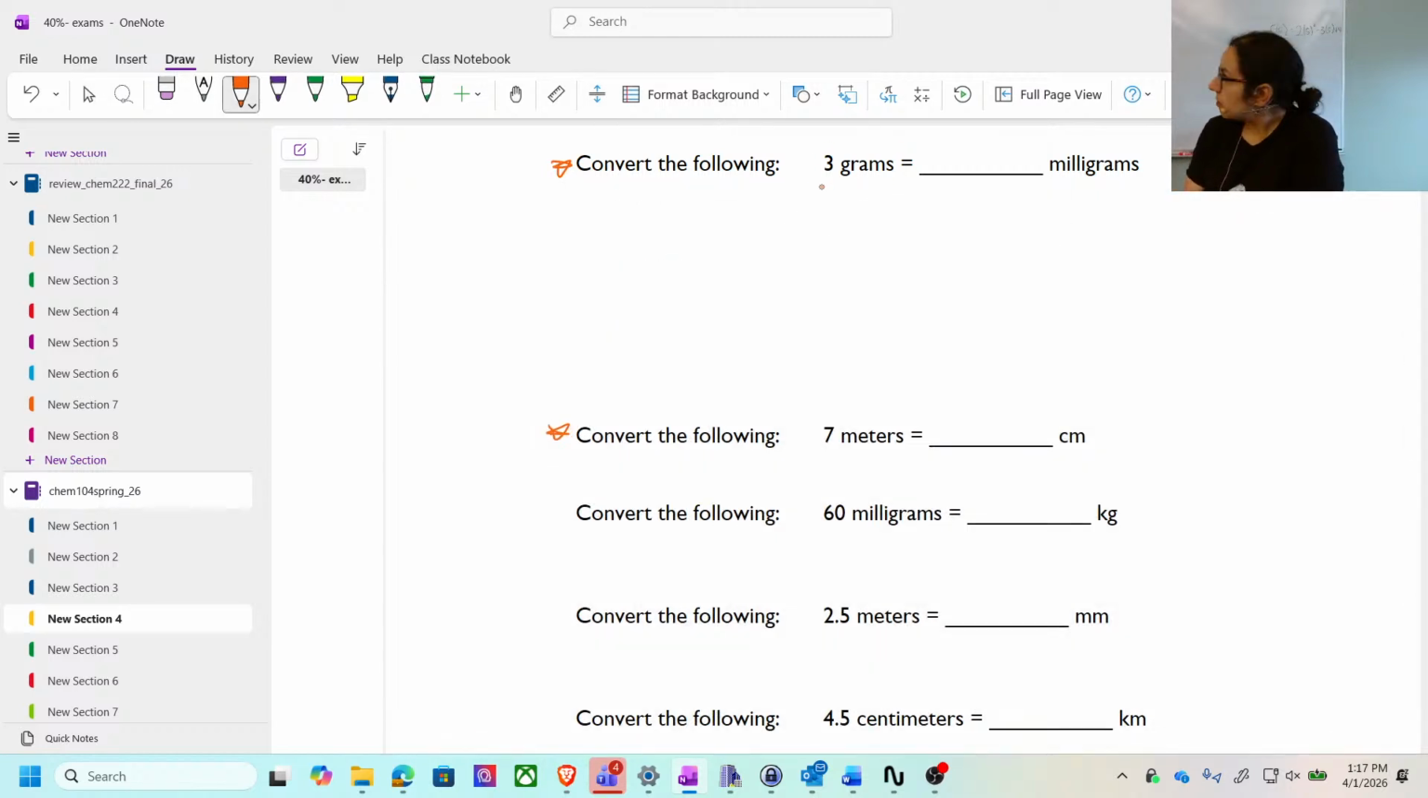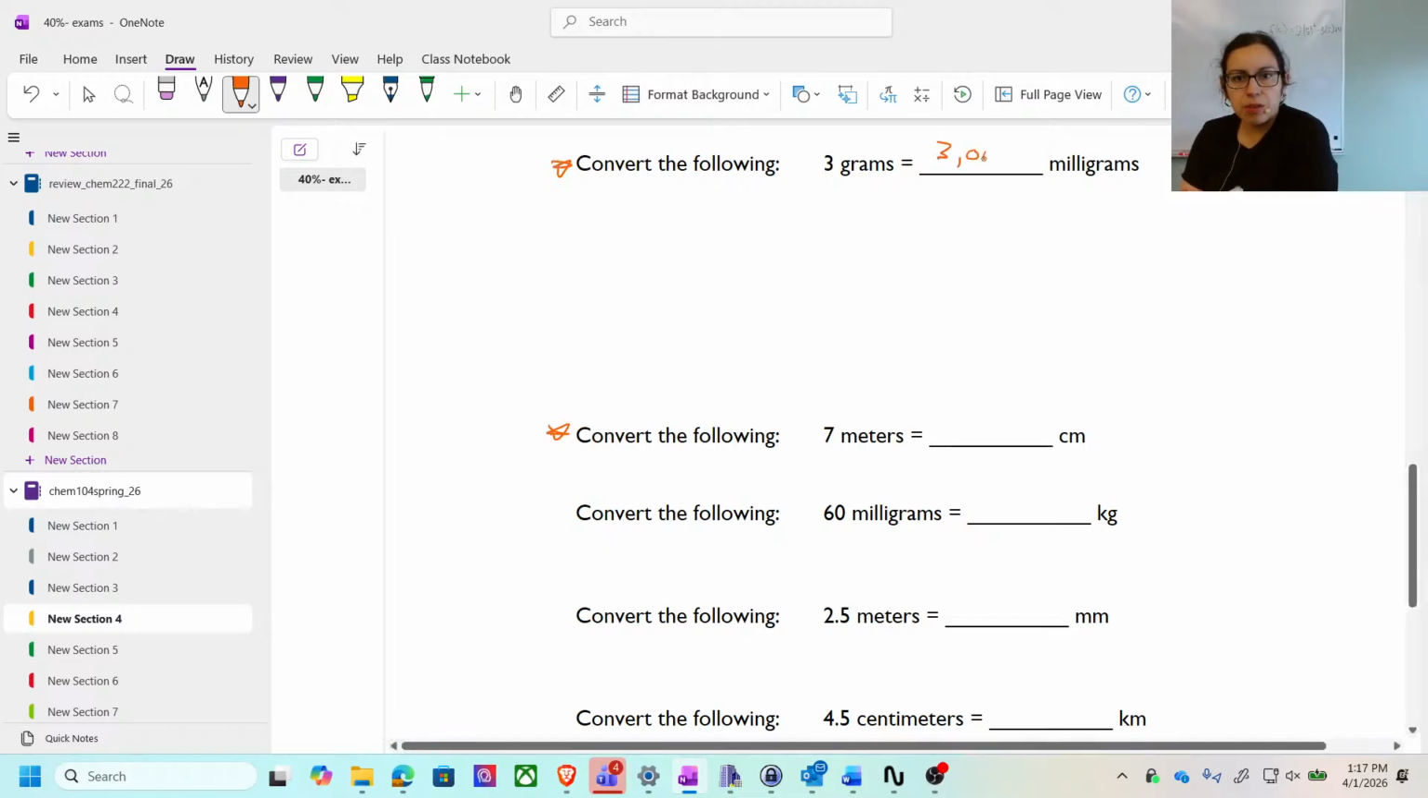So what do we get for this first one? Did we get an answer? Are we still kind of working? So what conversion factor do we want to use? So 3,000 milligrams. So let's go through it.